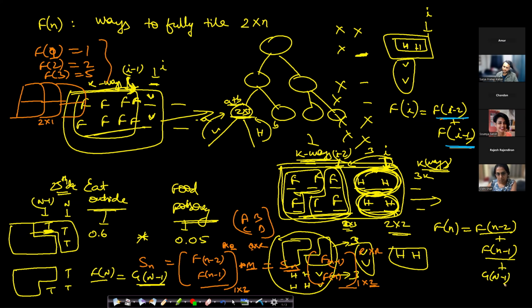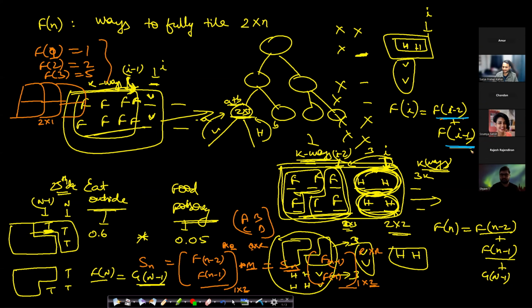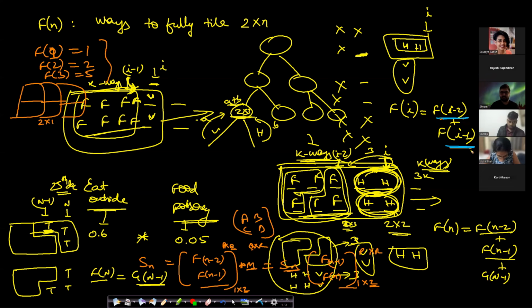So we have accounted for all the cases now to get to the nth column having full tiling. Right, Rajesh? Surya, if it was a 2x2 board, then you won't be able to fully tile it with the Trominos, right?